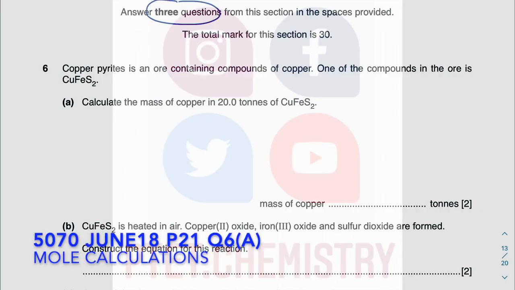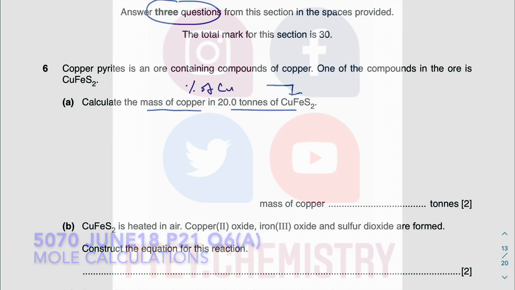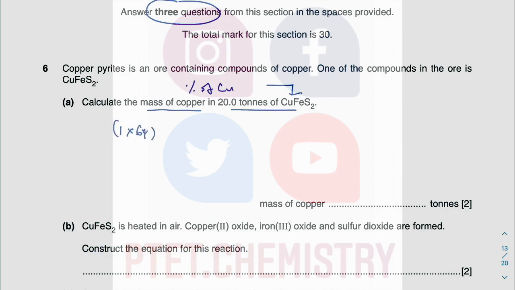Actually, what do they want? They want the mass of copper in this. So what's the mass of copper in this? Oh, well, I know the percentage of copper in that, okay? So the percentage of copper is going to be 1 copper. Each copper has a mass of 64 gram per mole, divided by the total Mr, which is 1 times 64, plus the iron, 1 times 56, plus 2 sulfur, 2 times 32.